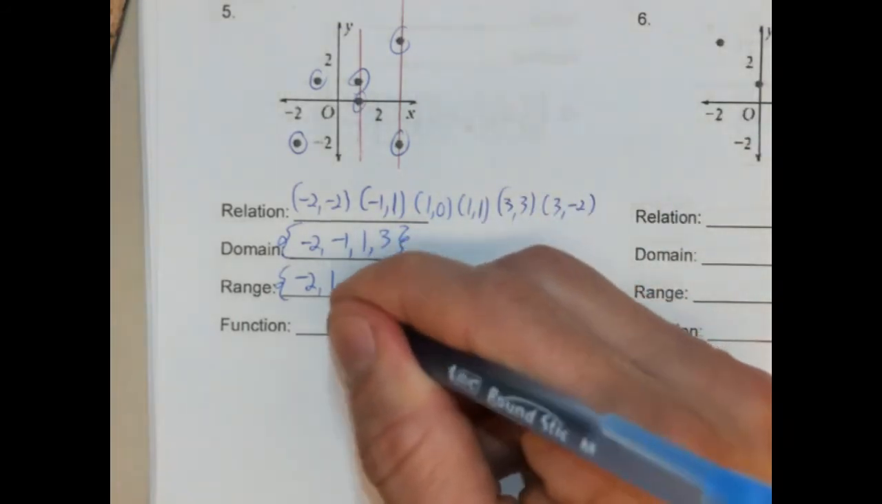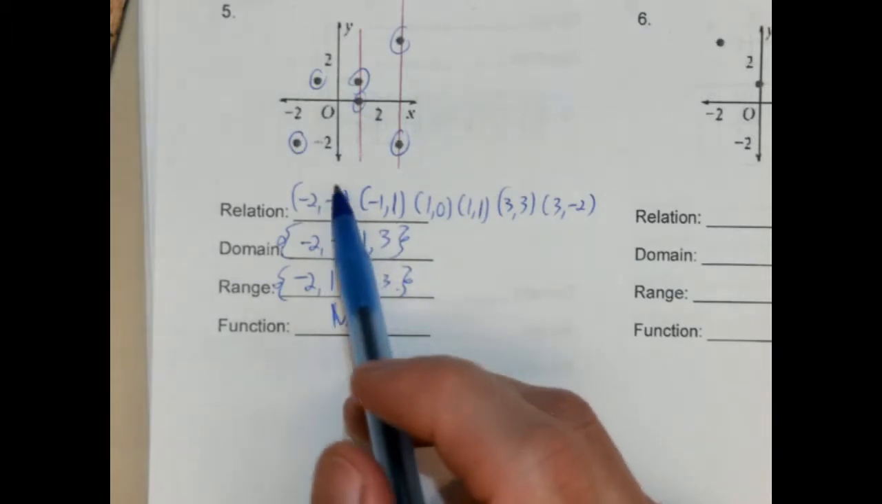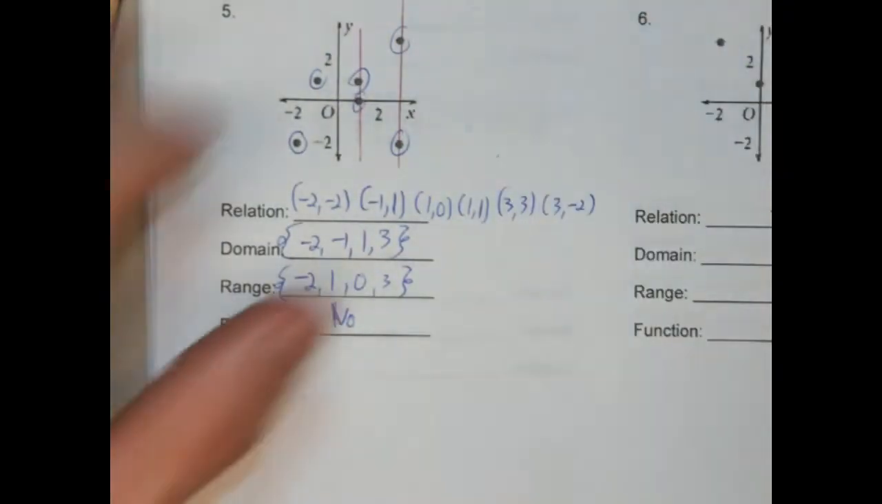So you can actually tell pretty quickly by looking at a graph whether or not it is a function or not. Without even really writing down the coordinates, you could tell that, oh, this vertical line passes through two points. It is not a function.